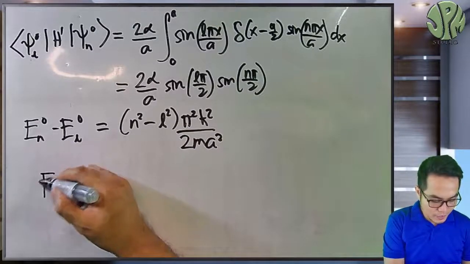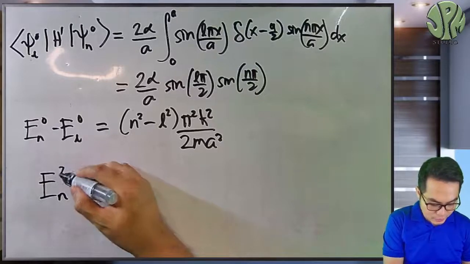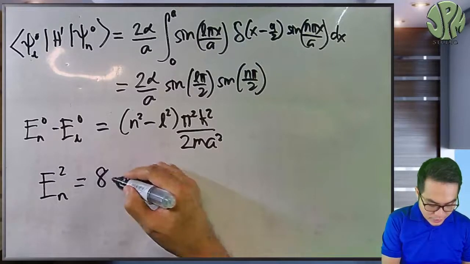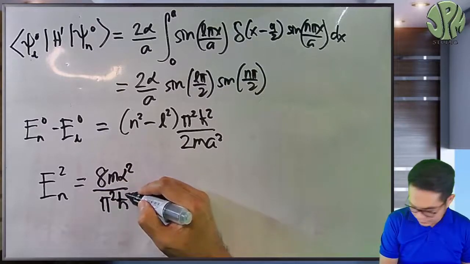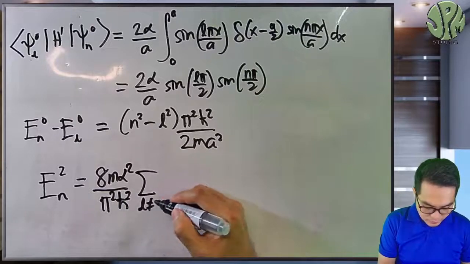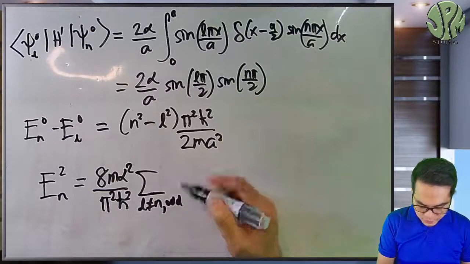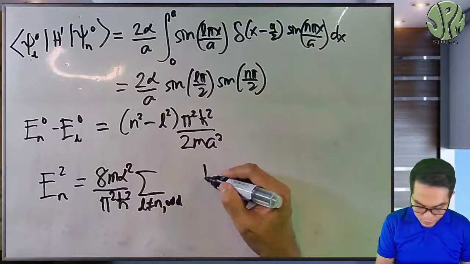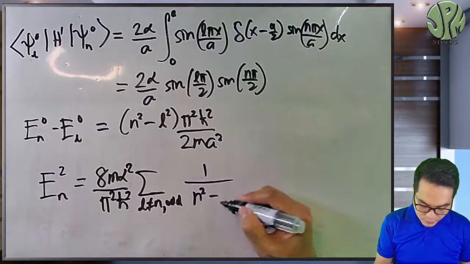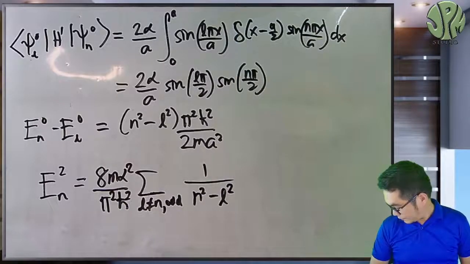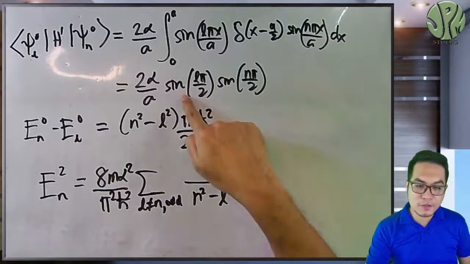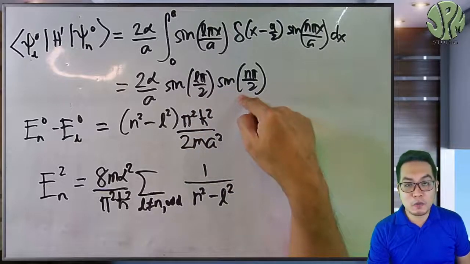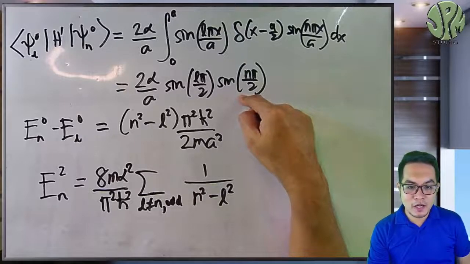I'm just going to simplify, I will leave the exact details to you, but you will get something like this: 8m alpha squared over pi squared h bar squared, summation of L not equal to n, and they must be odd. You have 1 minus n squared minus L squared. So that one. Take note that the values of sine here can be 1 or 0, depending on L and n.